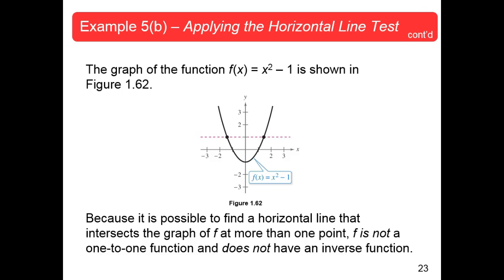No, the horizontal line test fails right there, you see? It fails everywhere above minus 1. Everywhere it's going to intersect twice. Down here it doesn't intersect at all. There's in fact only one point where it intersects only one place. The rest of the places it fails. So that's it. Not a one-to-one function. You can find a horizontal line that intersects the graph more than once. It's not one-to-one. It does not have an inverse.